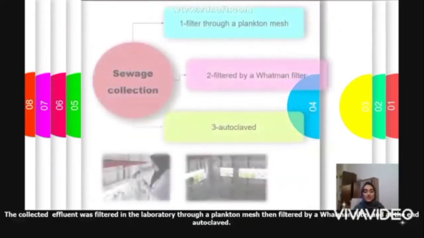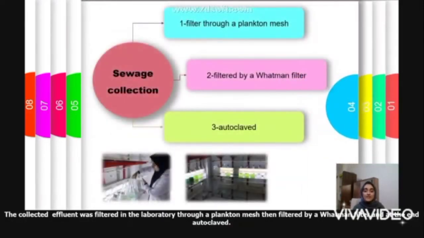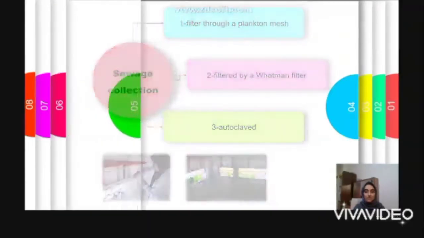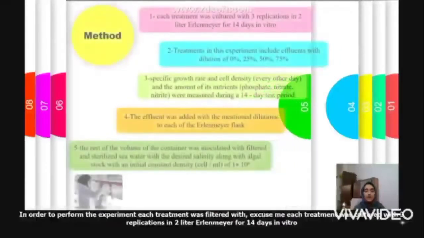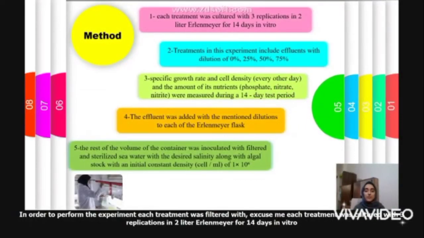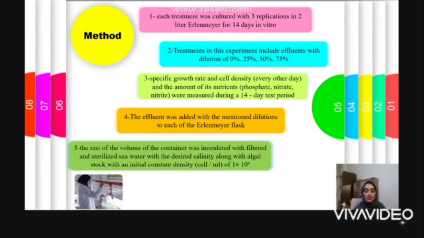Sewage collection. The collected effluent was filtered in the laboratory through a plankton mesh, then filtered by a Whatman filter, and at the end, autoclaved. The method. In order to perform the experiment, each treatment was cultured with 3 replications in 2-liter aluminum flasks for 14 days in vitro.